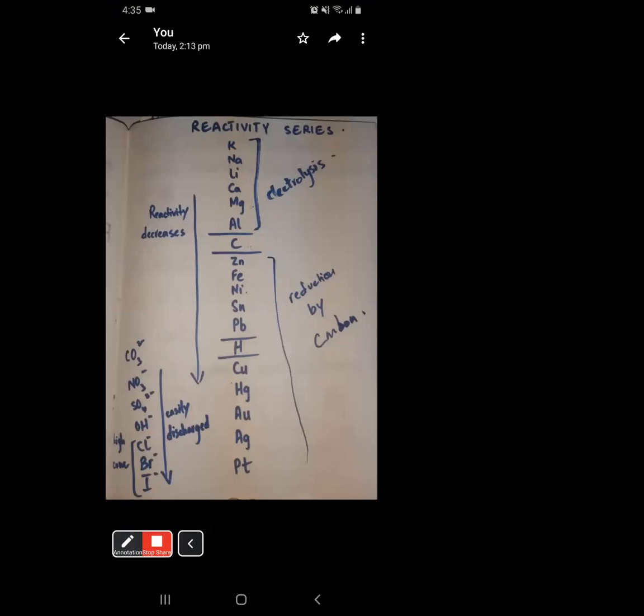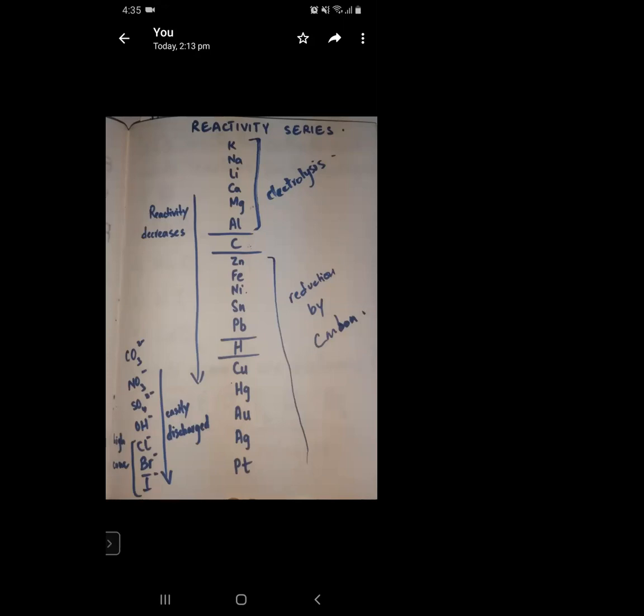Look at this. I made this reactivity series. You can even find it on Google. Maybe it is also available in your book. I don't know the page number though. So I have separated hydrogen and carbon with the help of two lines. Why? Because this reactivity series is of metals only, and carbon and hydrogen are not metals.